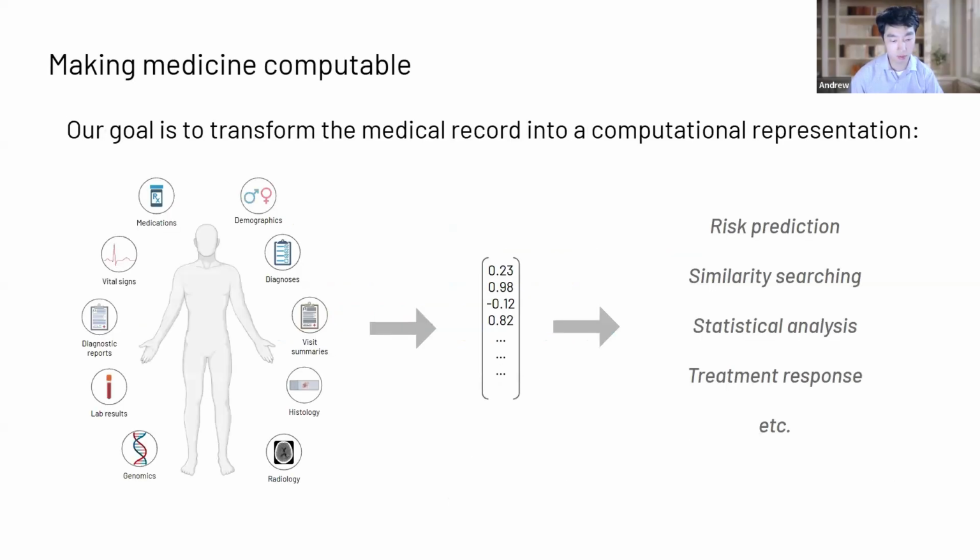So as I said, our goal is to compress everything into a single representation. And the downstream use cases of this are risk prediction, similarity searching. You can do statistical analysis across whole populations of patients. And you can also assess treatment response. And many other use cases that are unlocked from essentially what is a compression algorithm that runs on the entire EHR.